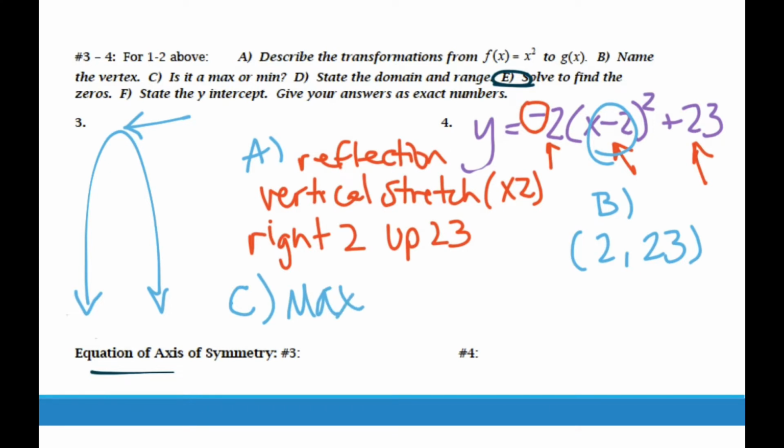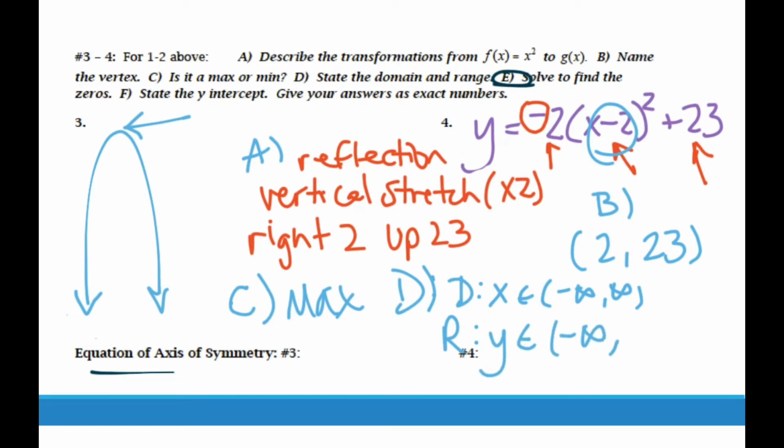Okay, D, the domain and range. Remember that with quadratics, the domain is always all real numbers. So the domain is x is an element of -infinity to infinity. Okay, the range. How low does it go is the first thing we're going to say. So it goes down to -infinity. And how high does it go? That's the vertex. And so it's going to go up to 23. It will be inclusive. Okay, we've already done E.